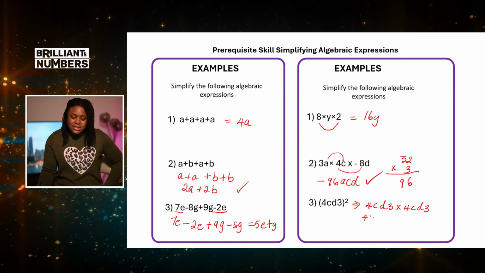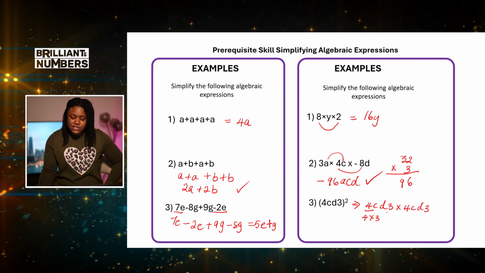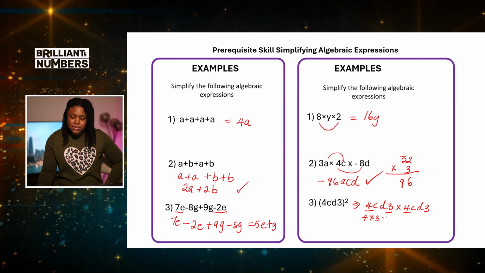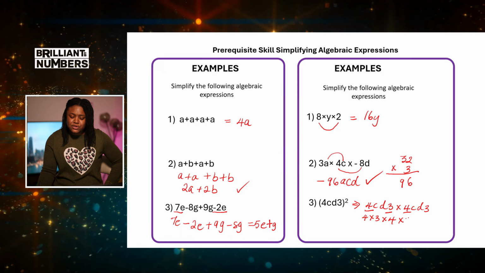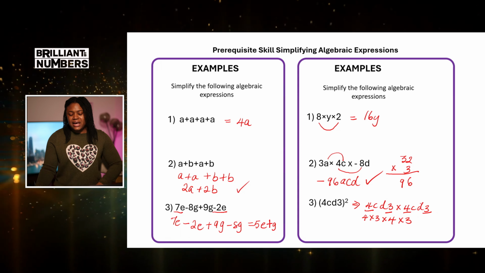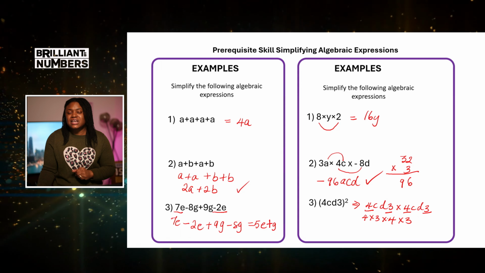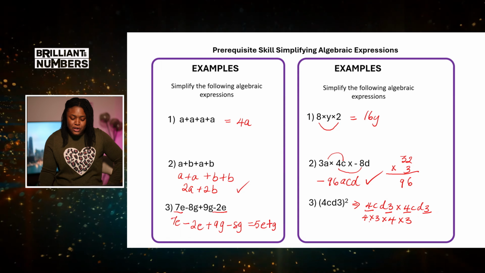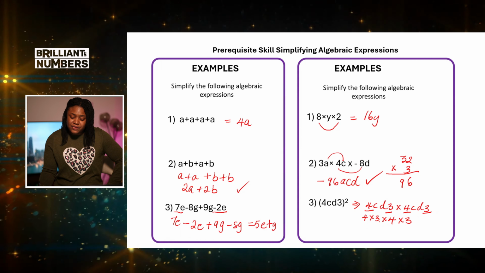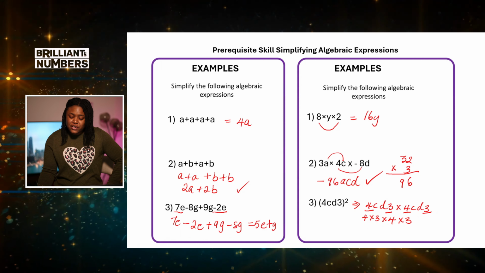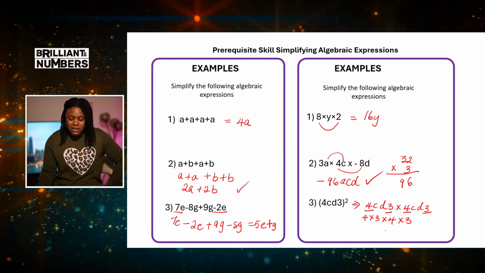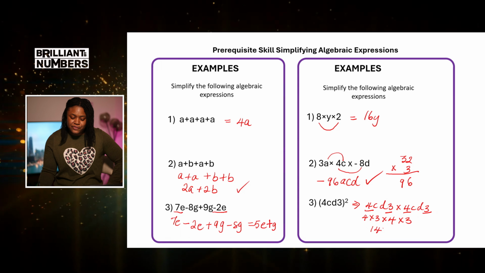I'm going to do 4 times 3, that's these two here, and then I'm going to multiply that by 4 times 3, that's these two here. So let's take care of our numerical factors first and then collect the letter terms after. So 4 times 3 is 12, and you can see I've got another 12 here. So 12 times 12 is 144.